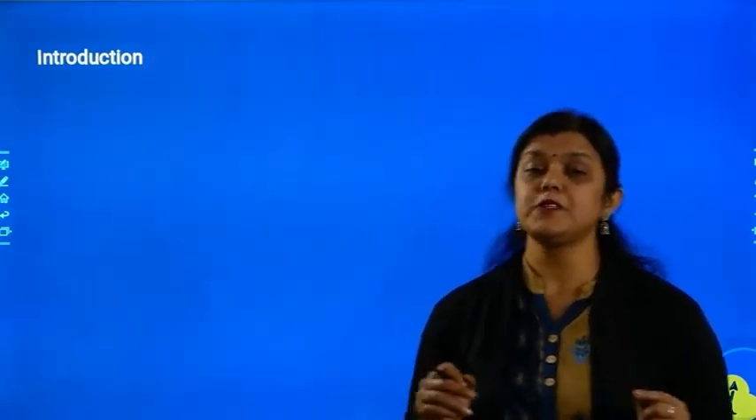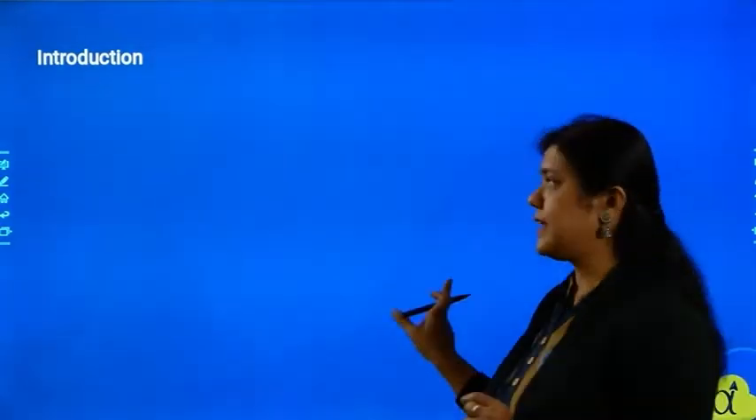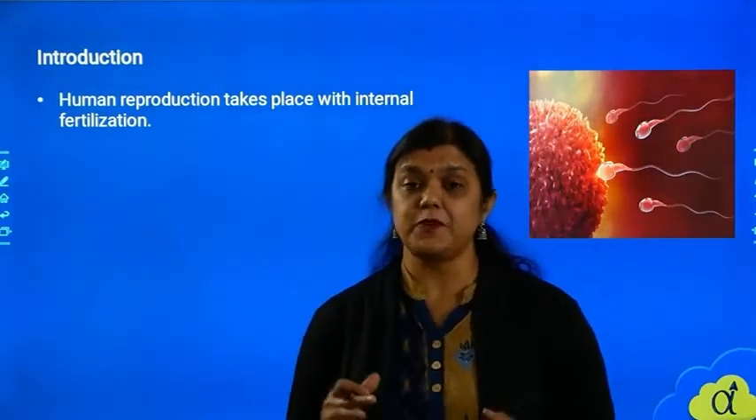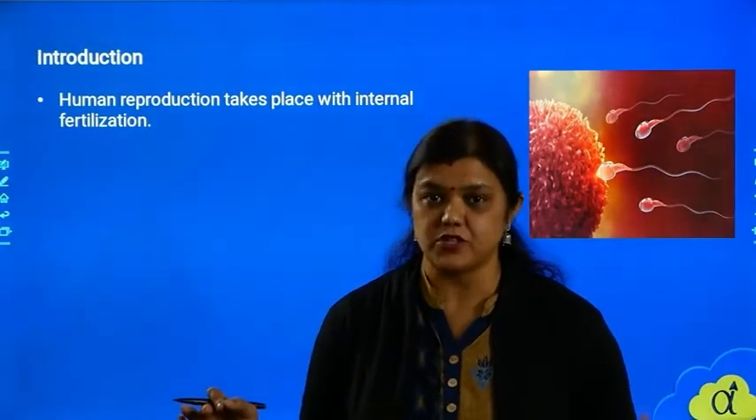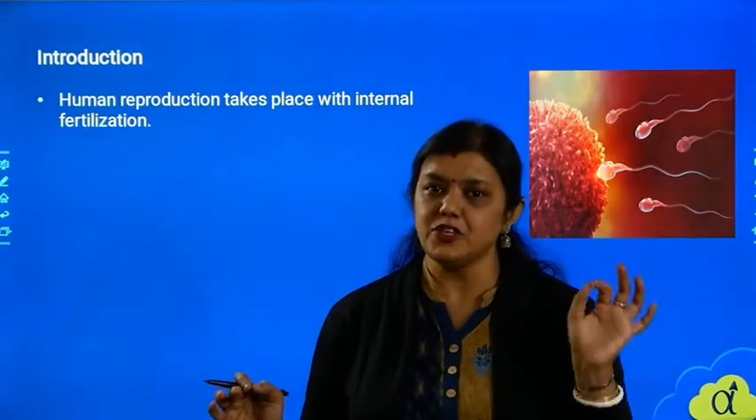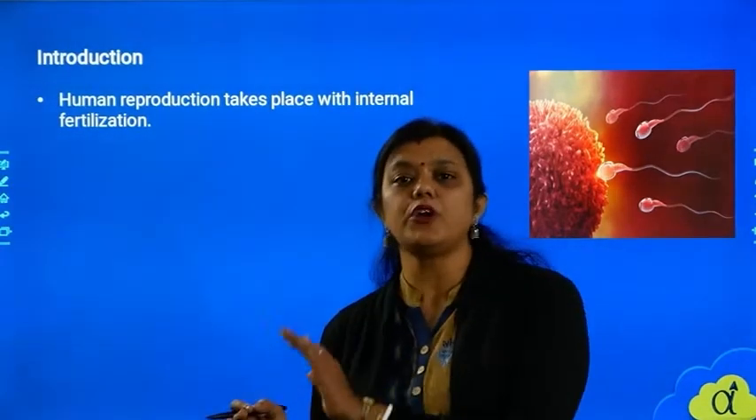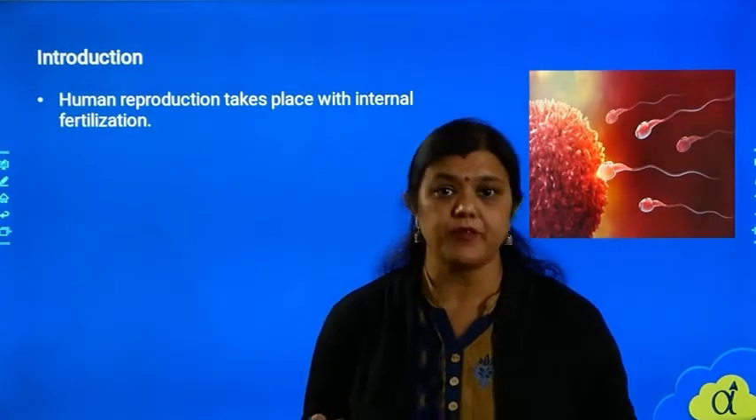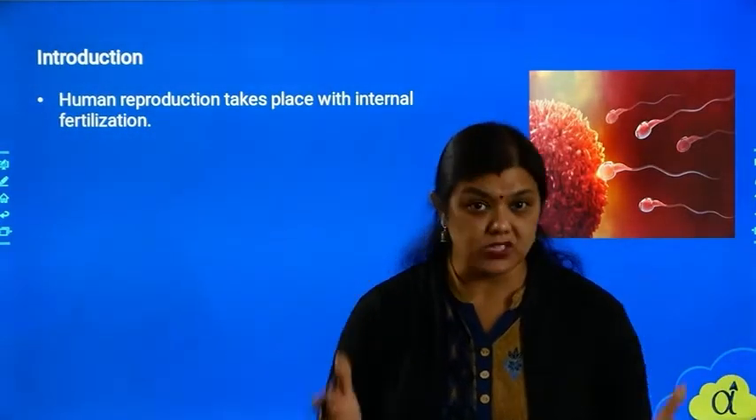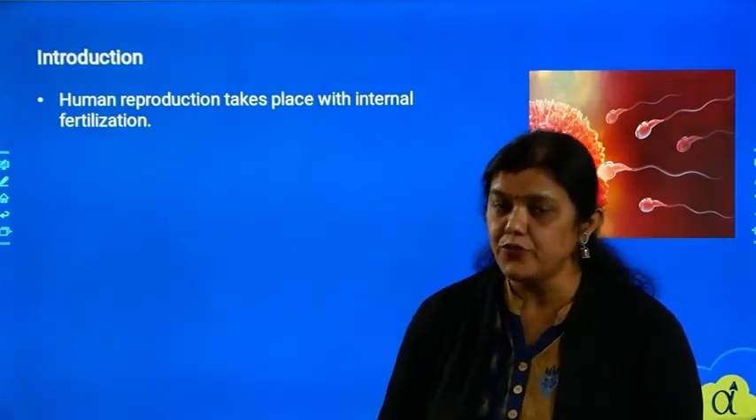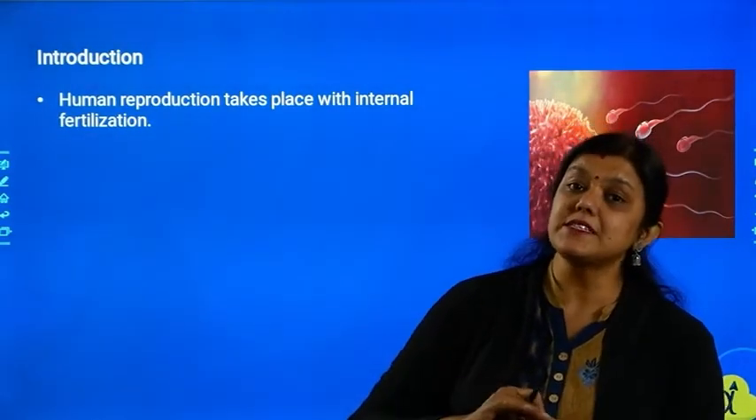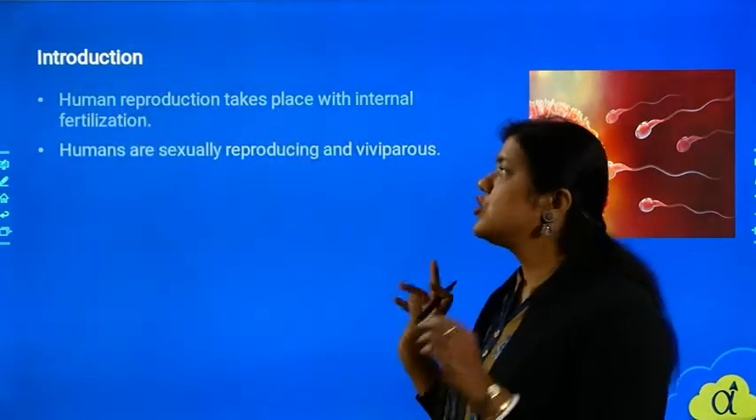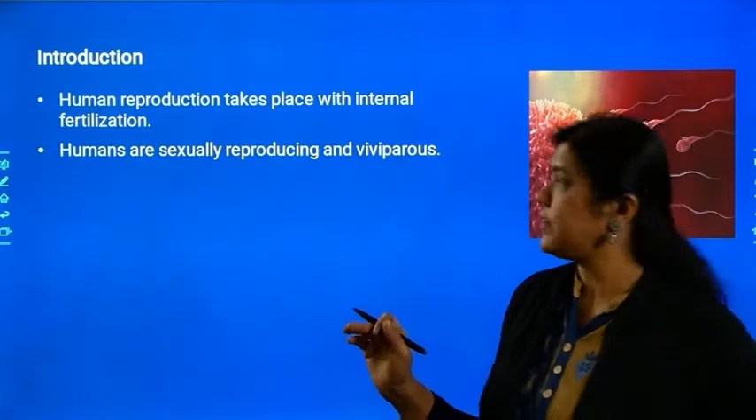Already you know that humans are sexually reproducing organisms, and the fertilization which takes place is internal fertilization. That means the fertilization process happens inside the body of an organism. If the fertilization is happening outside the body of an organism, then that is called external fertilization. But in the case of humans, the fertilization happens inside the body, and that is why it is called internal fertilization.